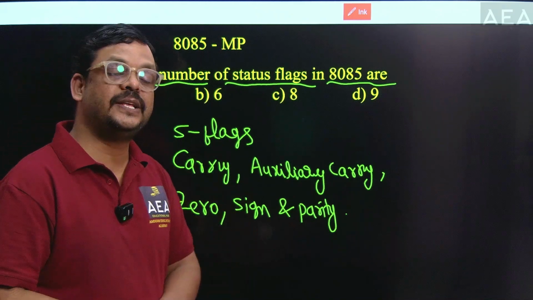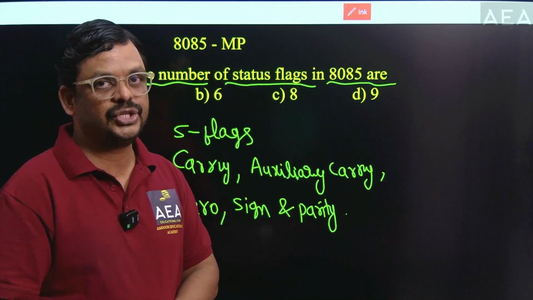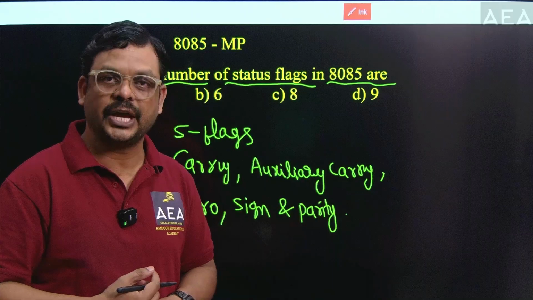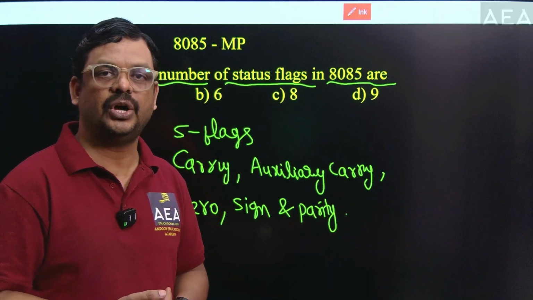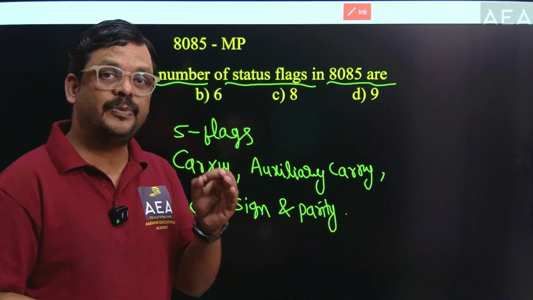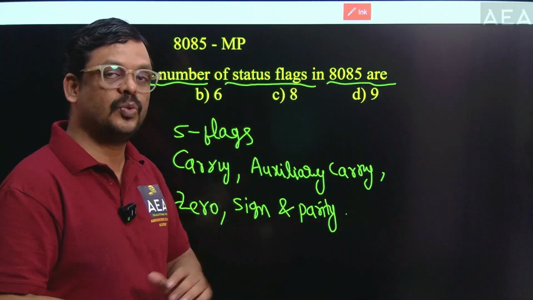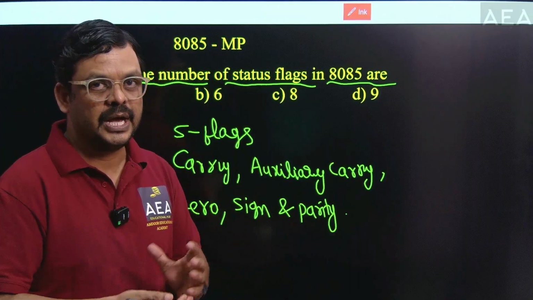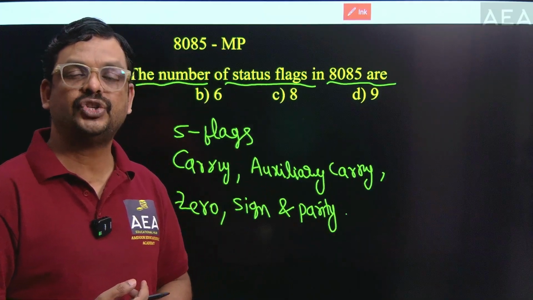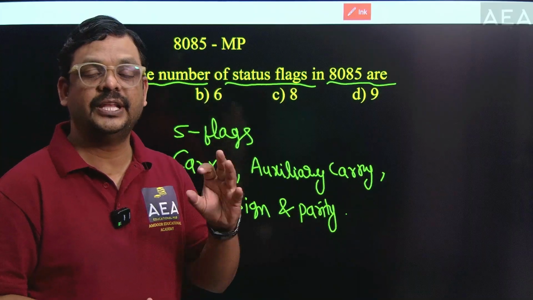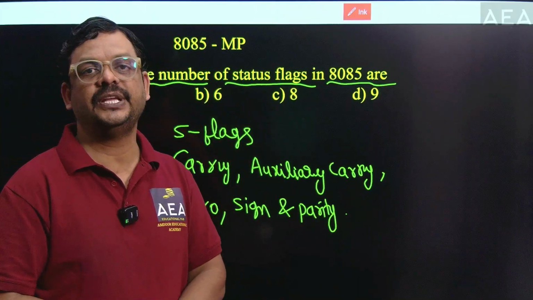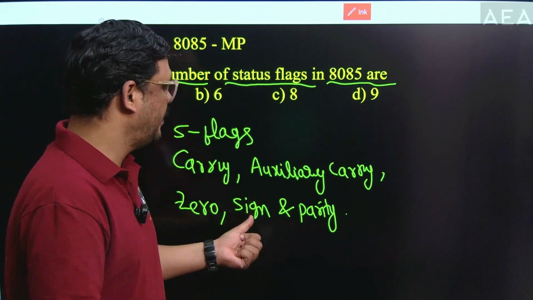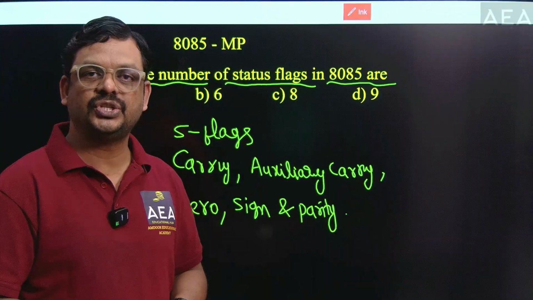And the sign flag explains whether the result is positive or negative. So it directly stores the MSB of the accumulator, the most significant bit of the accumulator. If the MSB is 1, then the sign flag becomes 1. If the MSB is 0, then the sign flag becomes 0. Because already we have discussed in binary data representation, if the MSB is 1, then the number is negative, and if the MSB is 0, then the number is positive. So the sign flag explains whether the result is positive or negative.